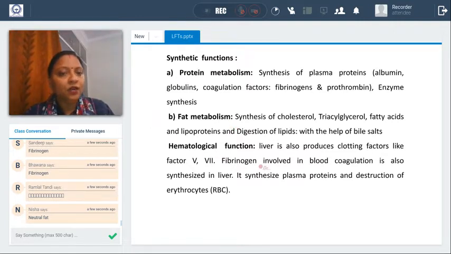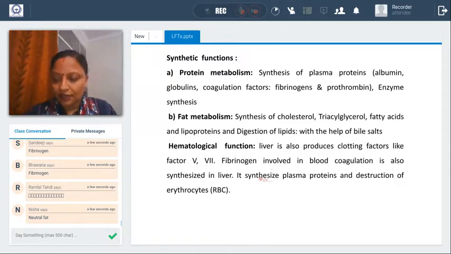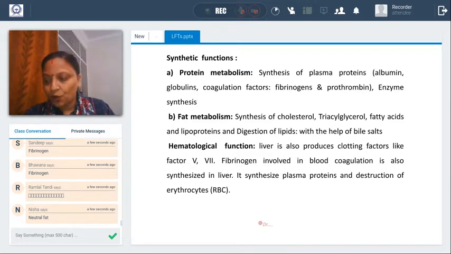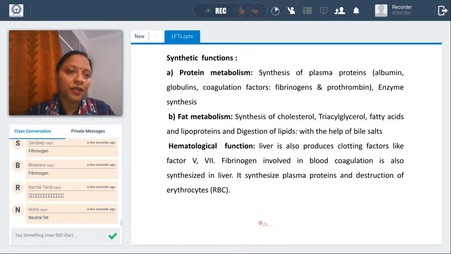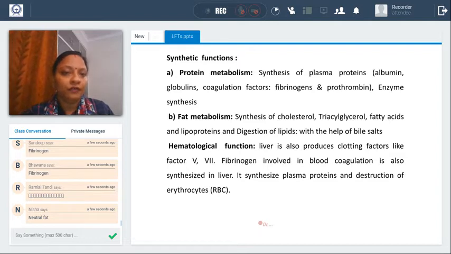Next is a very important hematological function. The liver also produces various clotting factors, like I just told you, factor 5 and factor 7. Factor 5 is pro-accelerin and factor 7 is pro-convertin. Fibrinogen, which you all know is involved in blood coagulation, is also synthesized by the liver, and it synthesizes various plasma proteins. It is also responsible for the destruction of RBCs or erythrocytes, which is a very important function of the liver.